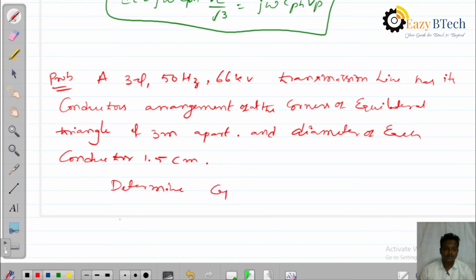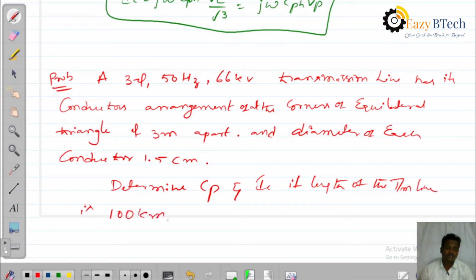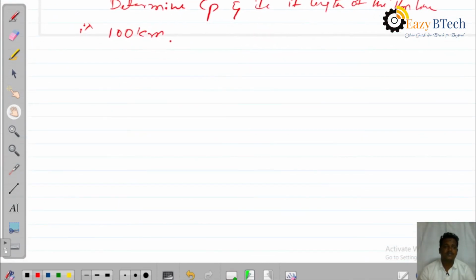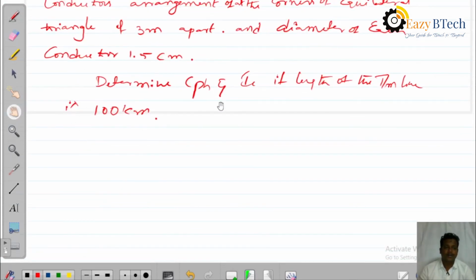Determine the capacitance per phase and the charging current IC, if the length of the transmission line is 100 kilometers. Given a 100 kilometer line with these specifications, we have to calculate the capacitance per phase and the charging current per phase.